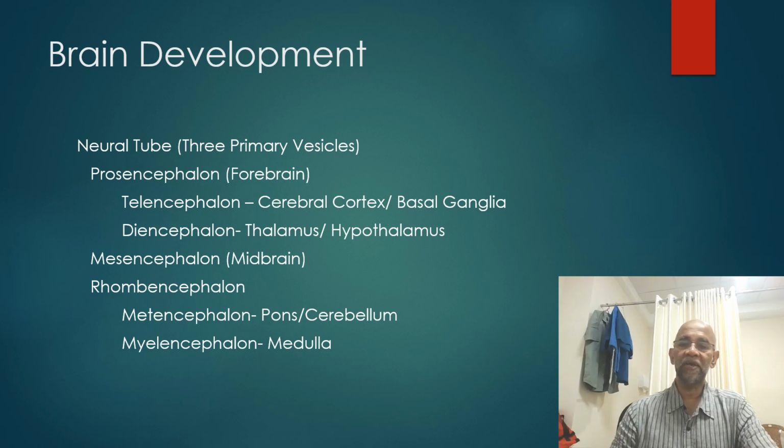By proliferation of the cranial end of the neural tube, three primary vesicles are formed. These include the prosencephalon or forebrain, the mesencephalon or midbrain, and the rhombencephalon or hindbrain. The prosencephalon consists of the telencephalon, which is the precursor of the cerebral cortex and the basal ganglia, and also the diencephalon, which is the precursor of the thalamus and the hypothalamus. The mesencephalon continues as the midbrain. The rhombencephalon has got two parts. The metencephalon, which forms the pons and the cerebellum, and the myelencephalon, which forms the medulla.